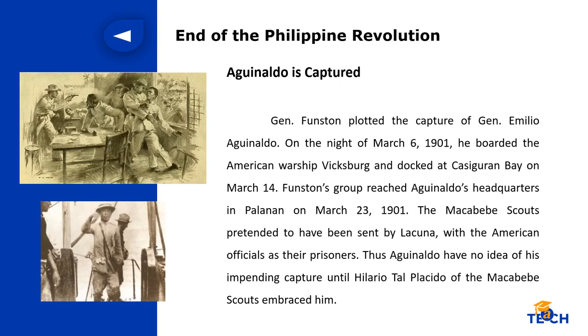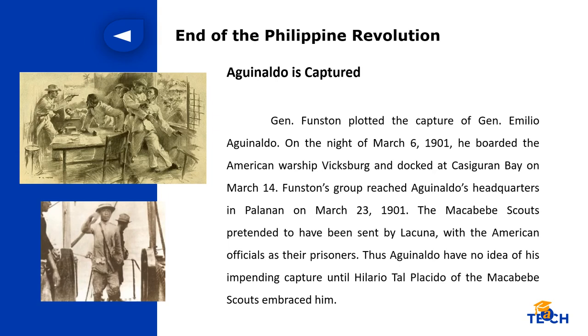The end of the Philippine Revolution. Aguinaldo is captured. General Funston plotted the capture of General Emilio Aguinaldo. On the night of March 6, 1901, he boarded the American warship Vicksburg and docked at Casiguran Bay on March 14.